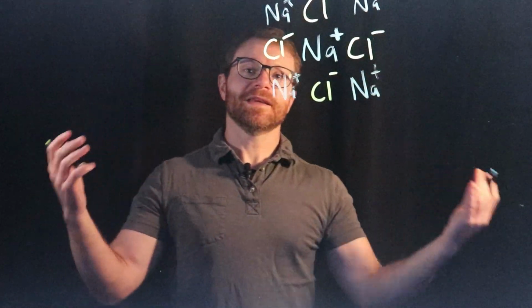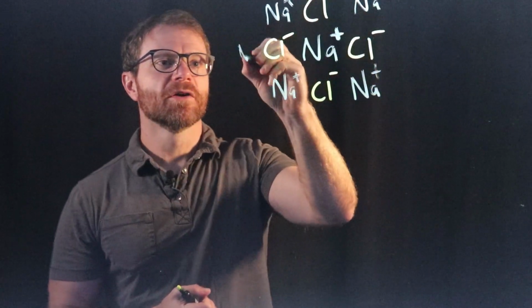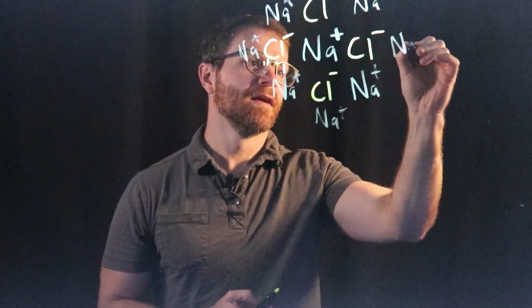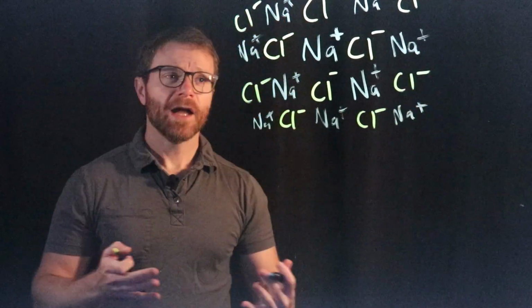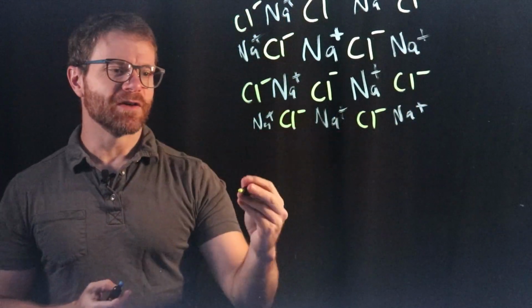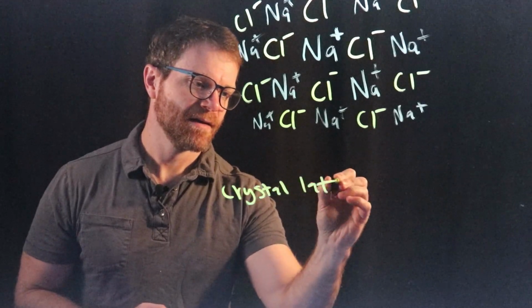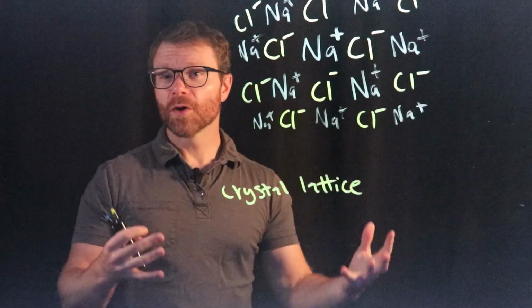Okay, let's add even more sodium now. I'm just going to go crazy and add all the sodium I can and all the chlorine I can. We'll see what happens, right? And you'll notice what I've actually formed here is called a crystal lattice. And this is the structure of most ionic compounds.